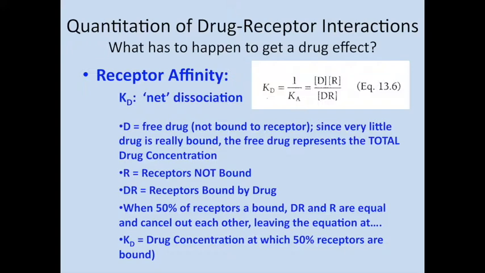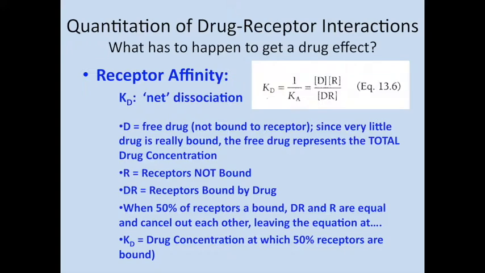R is free receptors and DR is receptors that are bound. Those are going to be equal numbers. If we're in a situation where 50% of the receptors are bound, the value for R, which is free receptors, will be the same as the value for DR, because half the receptors are bound, and by definition, half the receptors are not bound. It could be a gazillion, it could be 22, or any number in between.